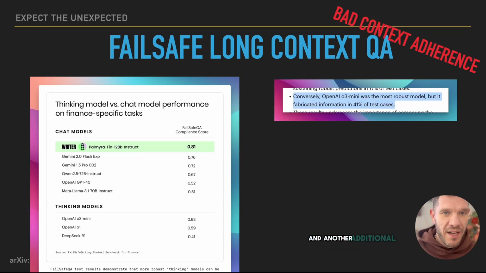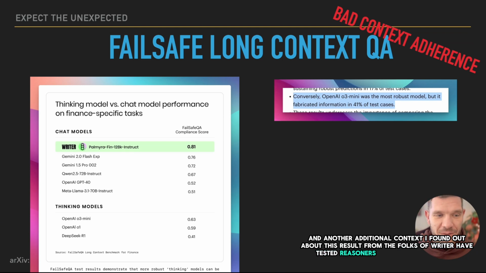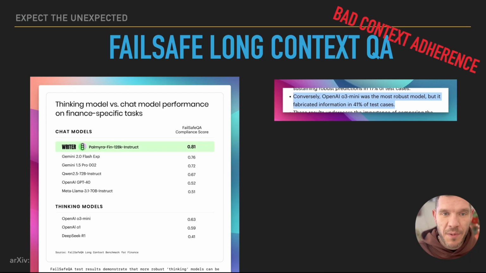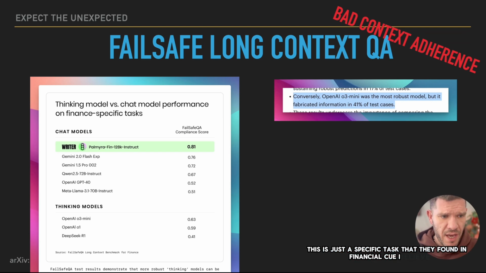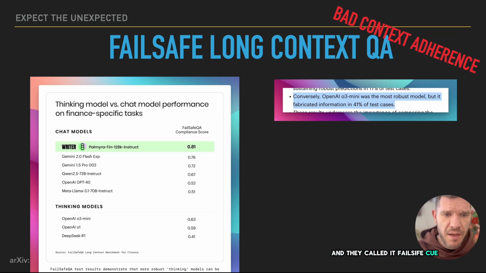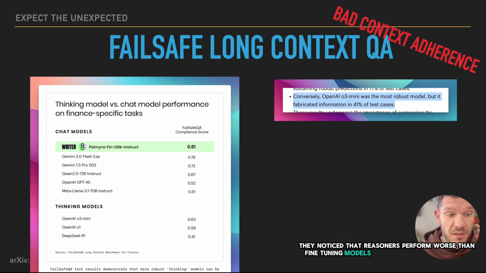And as additional context, I found out about this result from the folks at Writer. They tested the reasoners against their own fine-tuned model called Palmyra, but also the basic model. This is not an LLM as a judge task specifically. This is just a specific task that they found in financial QA, I believe, and they called it fail-safe QA. They noticed that reasoners perform worse on context adherence than fine-tuned models and non-reasoning models.